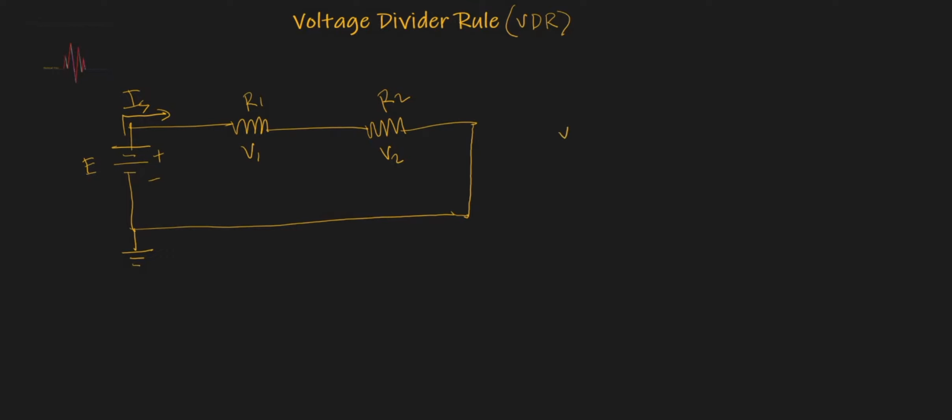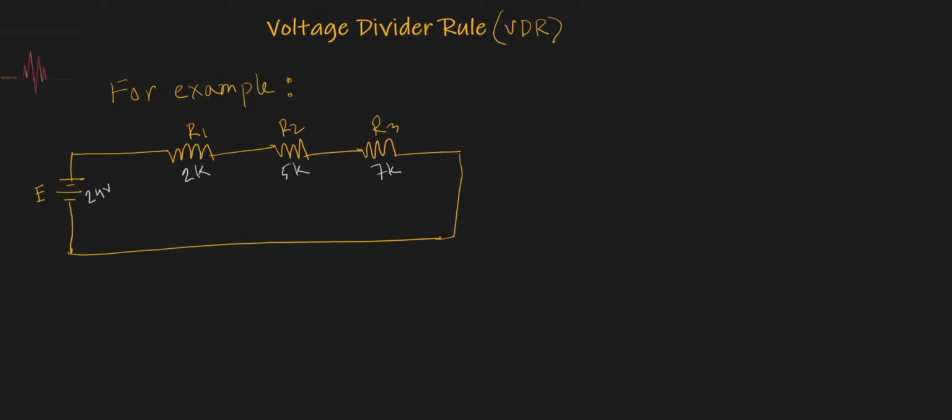From Ohm's law, we know V1 equals I1 R1. We know current remains the same across each resistor, so we can write Is R1. Is equals E over RT, into R1. Similarly, we can write V2 equals I2 R2 equals Is R2, equals E over RT into R2.